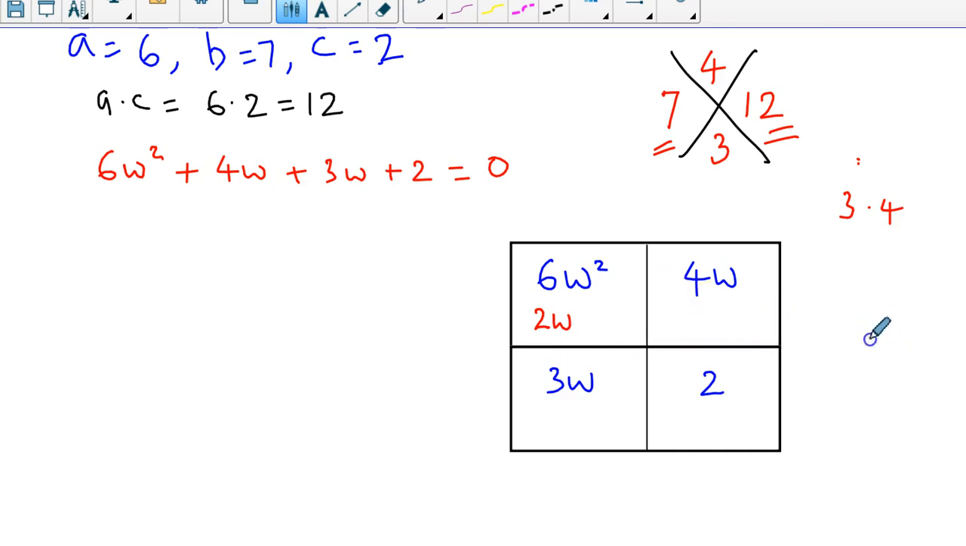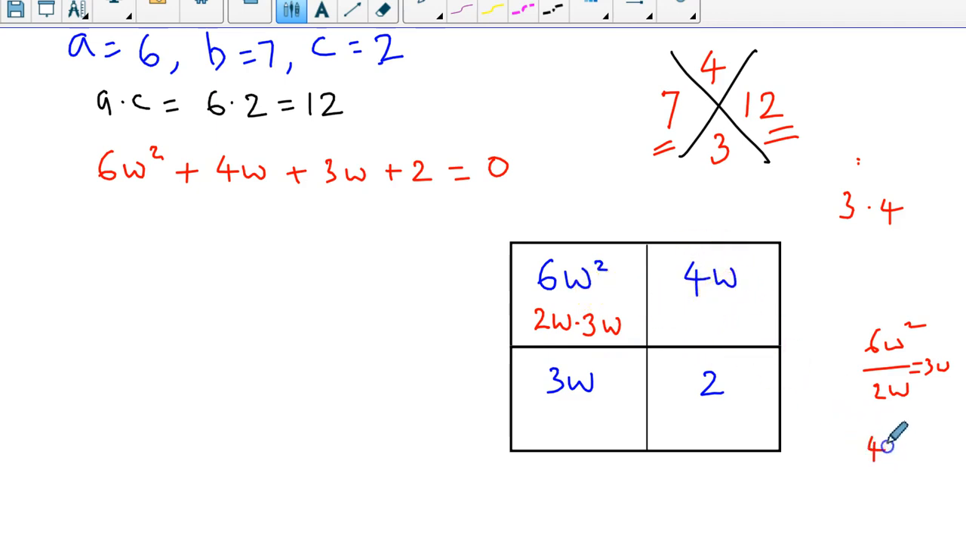Now from 6w square, we have taken off 2w. So what is left over? 6 divided by 2 is 3 here, and w square over w is just w. So 3w is left. I'm writing it over there. Now look, 2w times 3w is 6w square. Now, so do the same thing here.